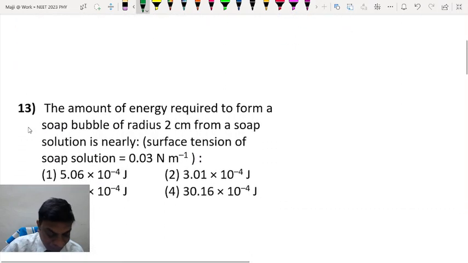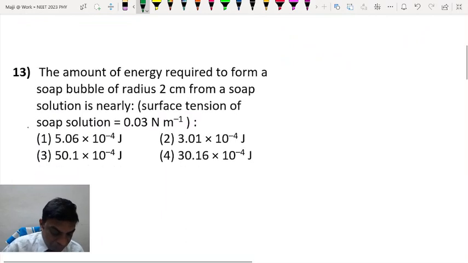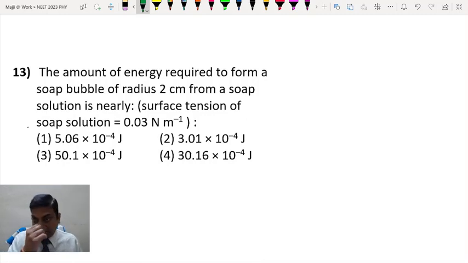Moving on to the next question. The amount of energy required to form a soap bubble of radius 2 cm from a soap solution is nearly. Now we all know that whenever a liquid surface is formed, it requires additional energy because the molecules present on the liquid surface always have additional energy as compared to the molecules which lie well within the liquid. Because in order to come to the surface, the molecules have to do work against the intermolecular forces of attraction, which tend to pull the molecules within the liquid.